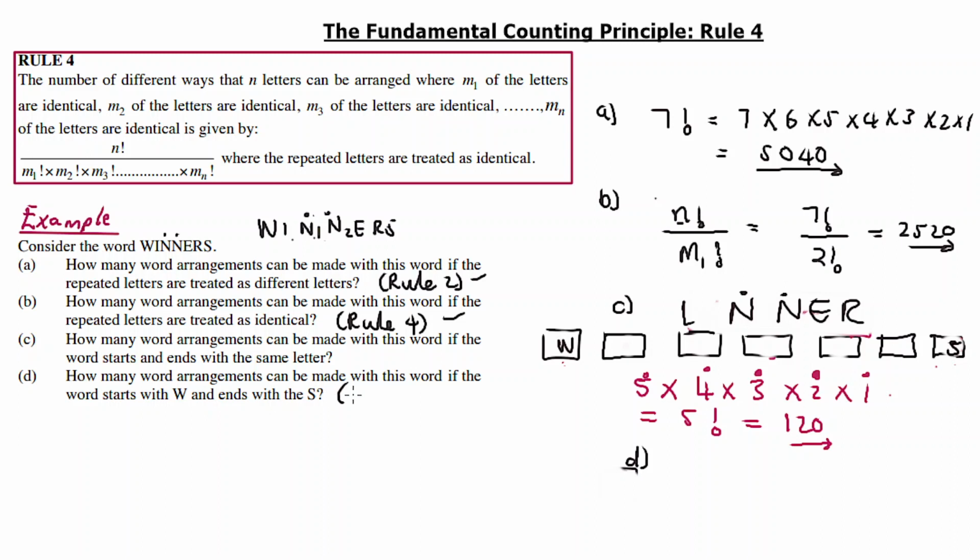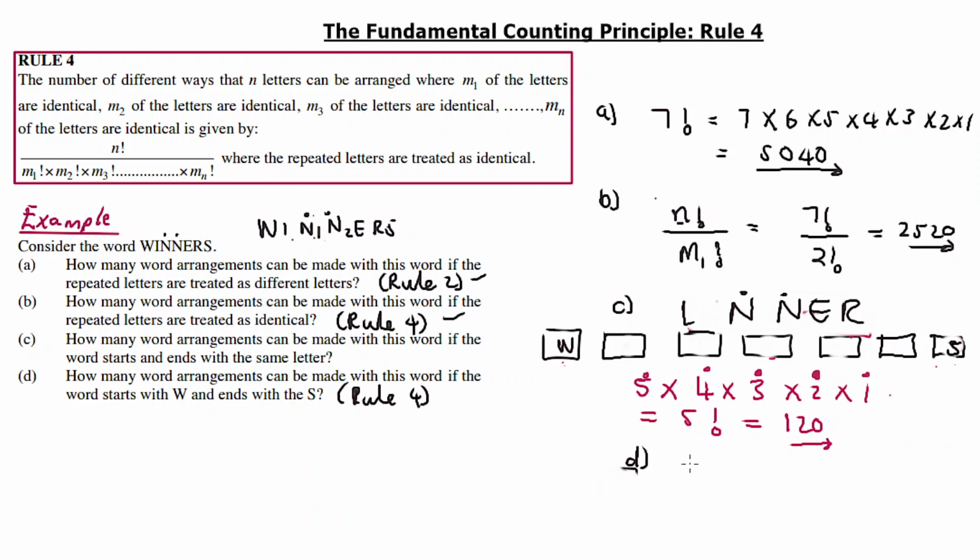Here they tell us that the letters N and N should be treated as different. If they did not tell you, you know that N and N are the same. So this is rule number 4.